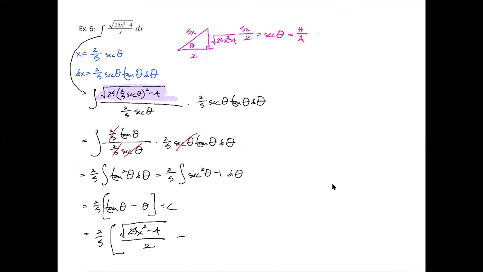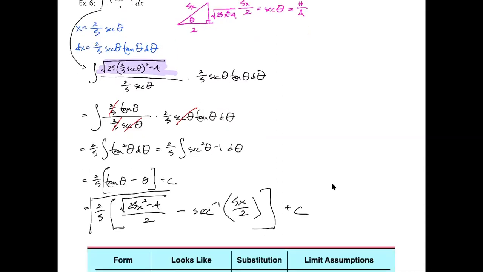minus, again, you could write the theta a number of ways. I tend to prefer whatever I started with. So I have arc secant of 5x over 2. But you could use arc cosine, arc sine, arc tangent, any of those you could, okay? And after that, we just need to have our plus c. And that's it.